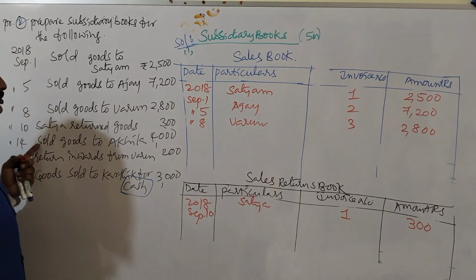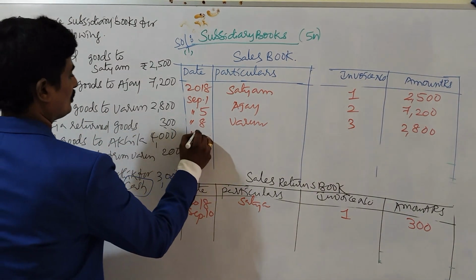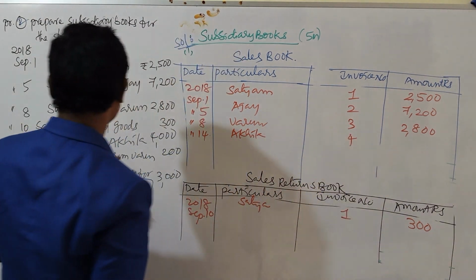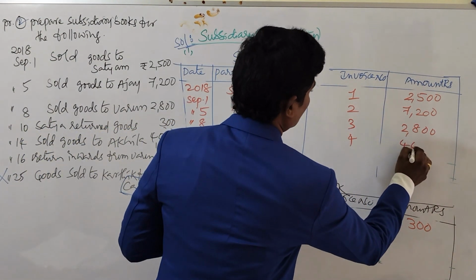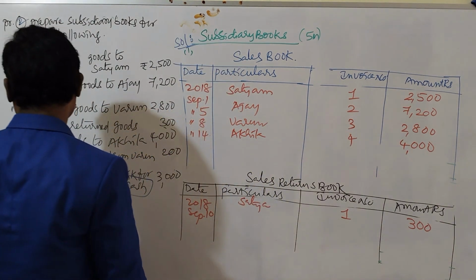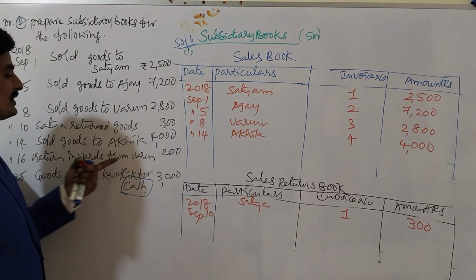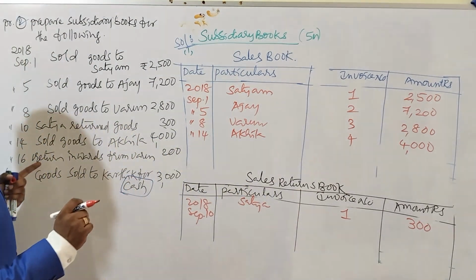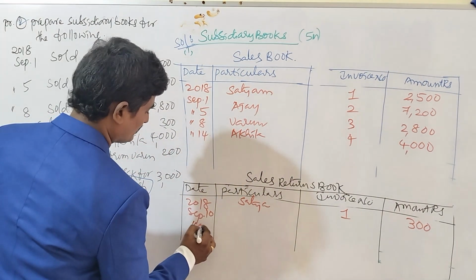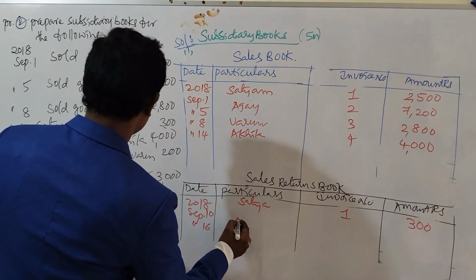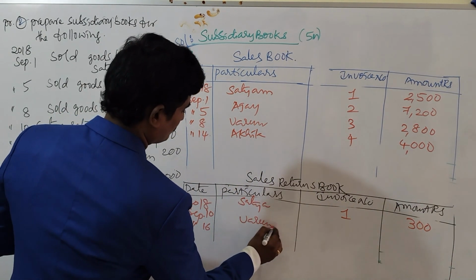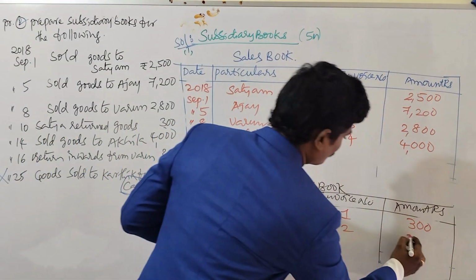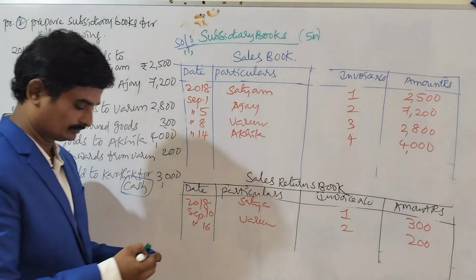Next, on 14th sold goods to Akila again. Here it is Akila, serial number 4, and amount is 4,000 rupees. And next, on 16th, return inwards from Varun. Yes, Varun is returning goods to us, so record it in this book. Who is returning? Varun. Write the name of Varun, and give serial number 2, and the amount column is 200.